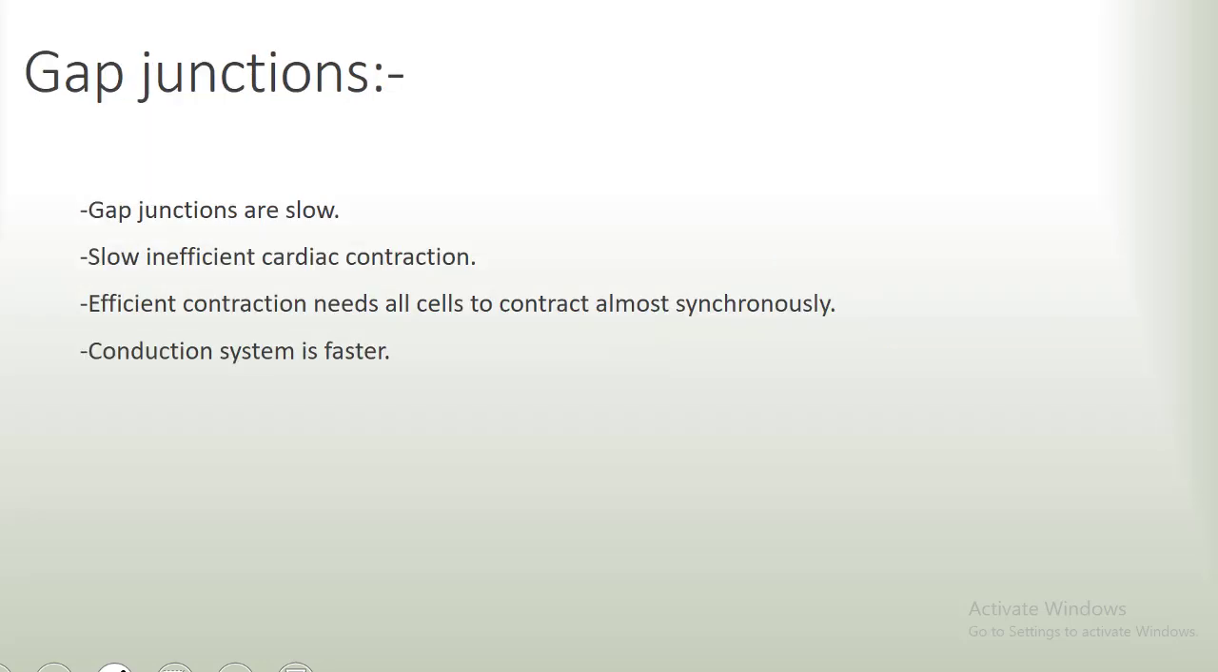Another thing you need to know is that gap junctions are slow. They are relatively slow at conducting those electrical impulses from one cell to the other. And because these gap junctions are slow, the heart chamber is not going to have an efficient contraction.